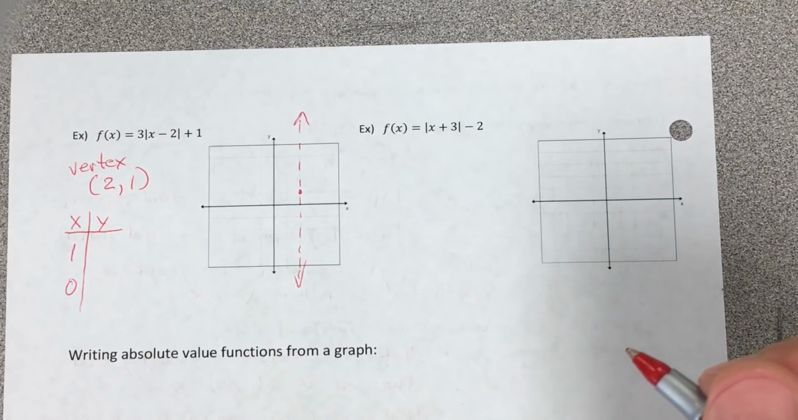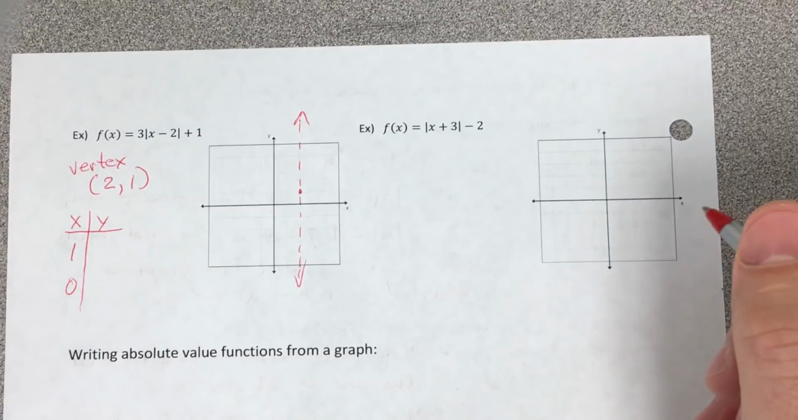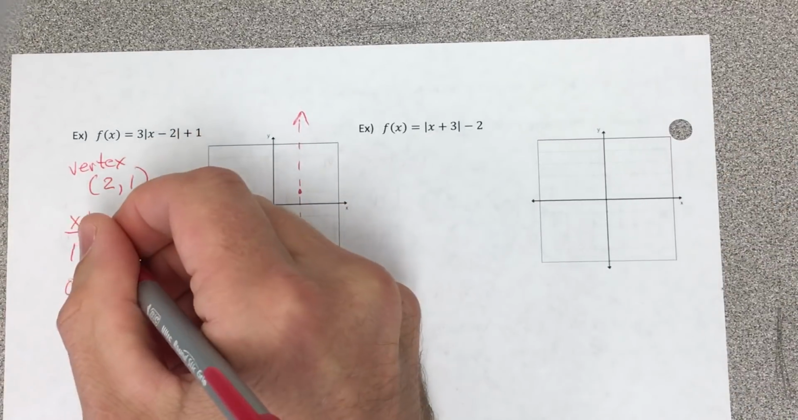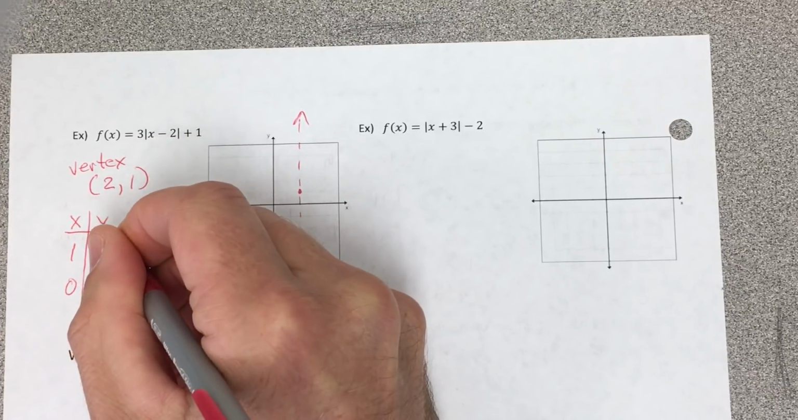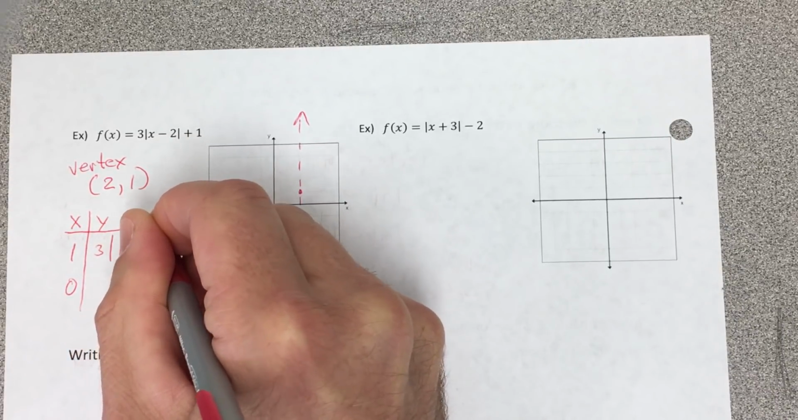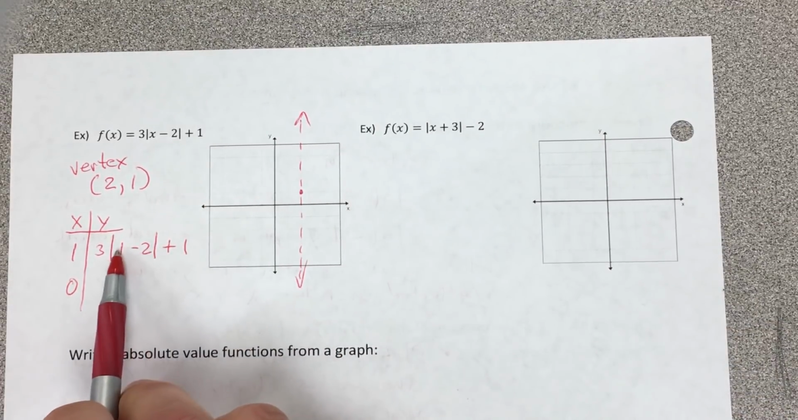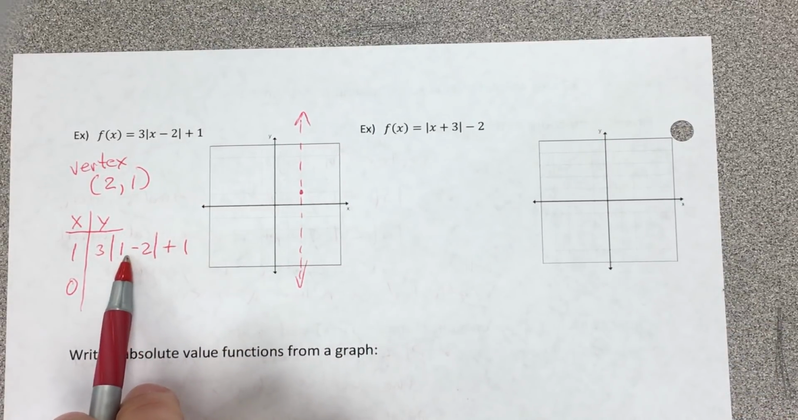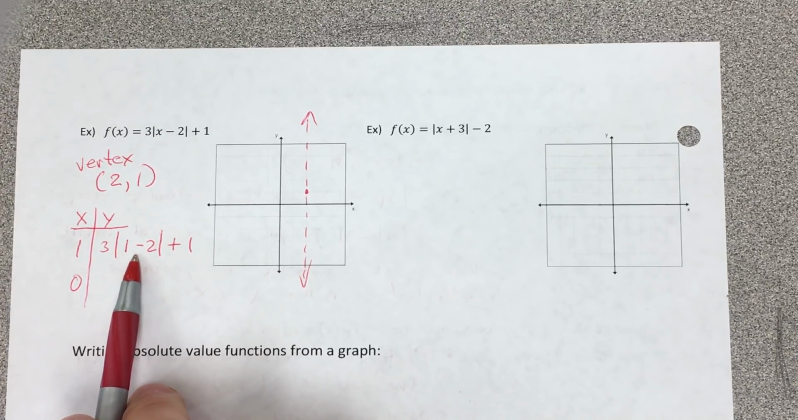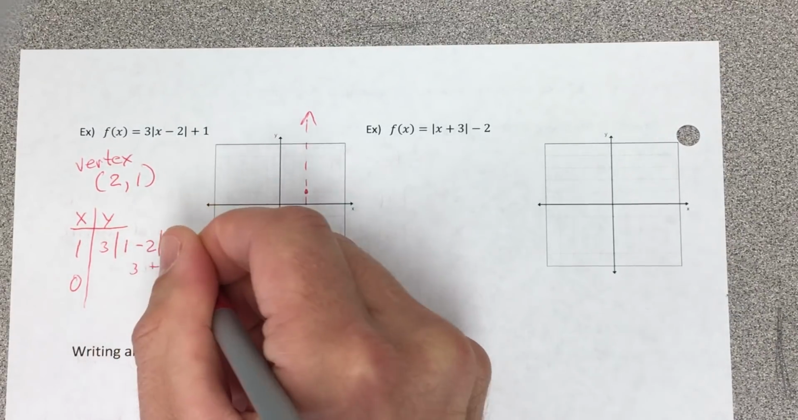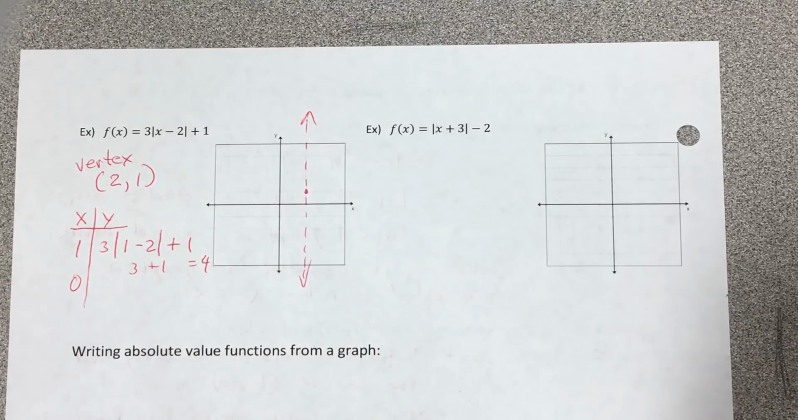Again, it doesn't matter which way you go. When you reflect it across, it'll be the same. And then take your time with this. 3 absolute value 1 minus 2 plus 1. So 1 minus 2, remember you simplify the inside first. 1 minus 2 is negative 1. But then the absolute value of negative 1 is 1. 1 times 3. So we get 3 plus 1, which is 4.